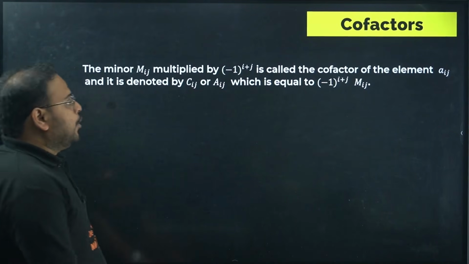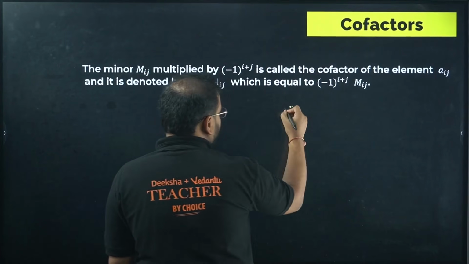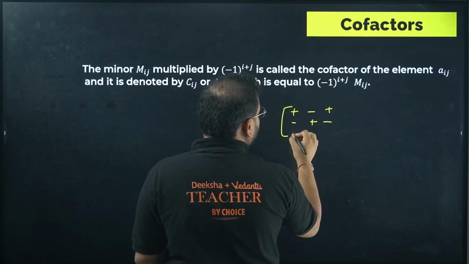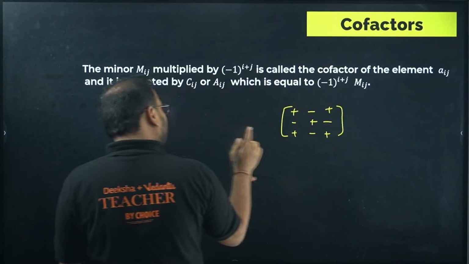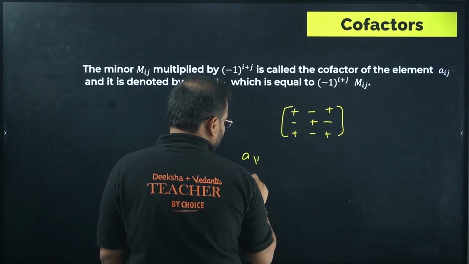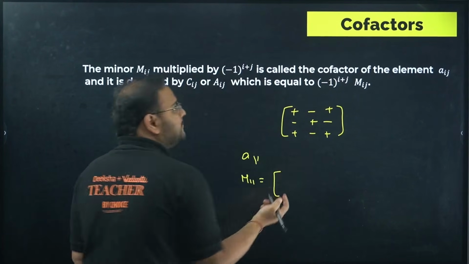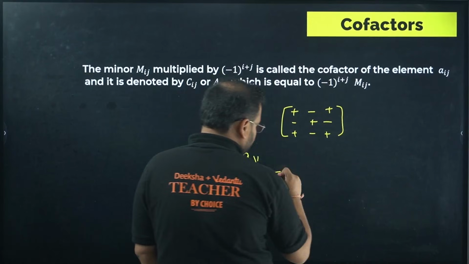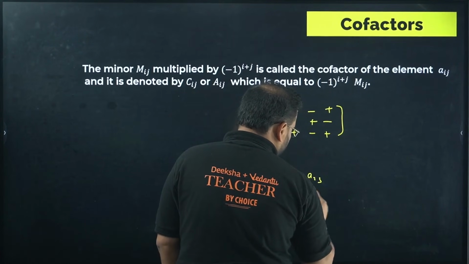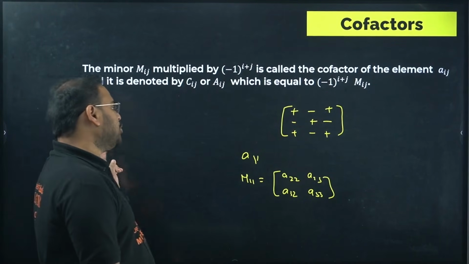Cofactors, very simple. We just found a minor and we know the signs of each of the positions: plus, minus, plus, minus, plus, minus, plus, minus, plus. Based upon the element you're talking about, for example the first element, A11, you go and write M11. If you remember, M11 will be A22 and A23, and here A32 and A33, because you've removed the first row and first column. This is your M11.